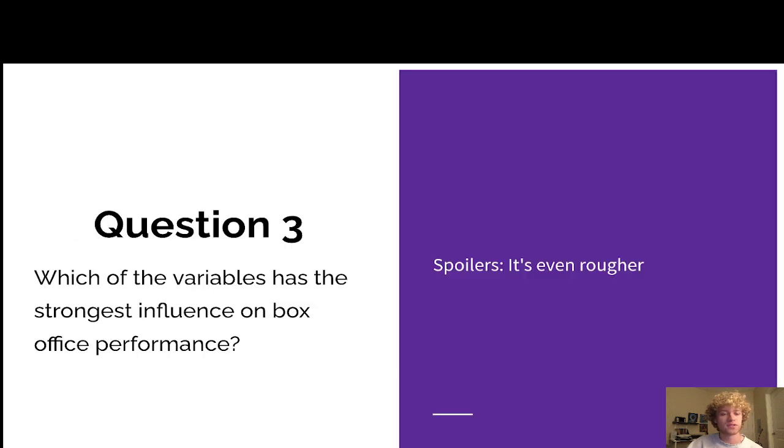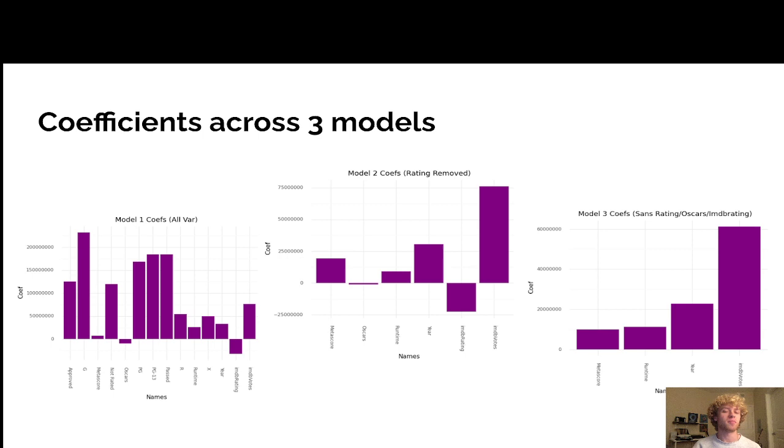So which of the variables has the strongest influence on box office performance? Spoilers, it's a little rough. So I decided to run 3 different models and start removing different parts of the variables as I went along, mainly because the performance struggled really hard. As you can see on the far left, this is all variables. If you look from runtime to the left on, that is all the dummy variables that were created for the rating, and you can see just how incredibly large those coefficients are, and I kind of had a feeling that it was throwing off the rest of the model, so I took them out and ran a second model.